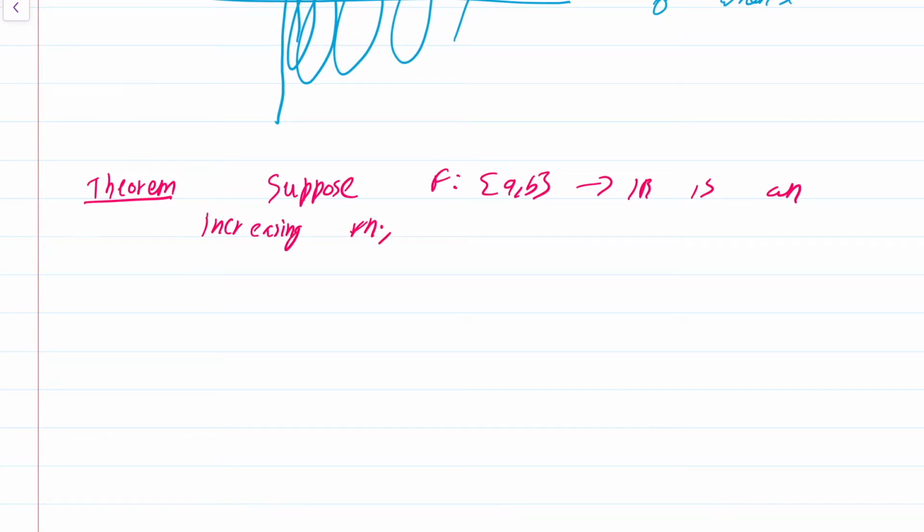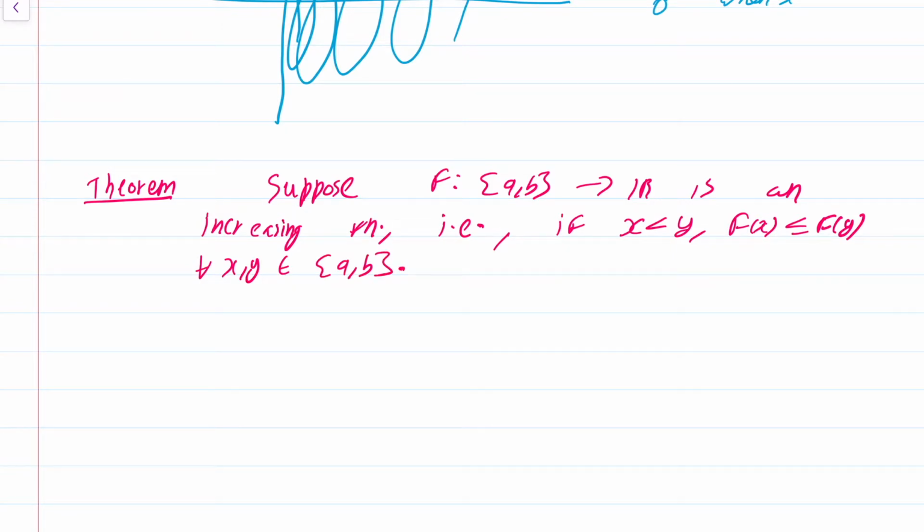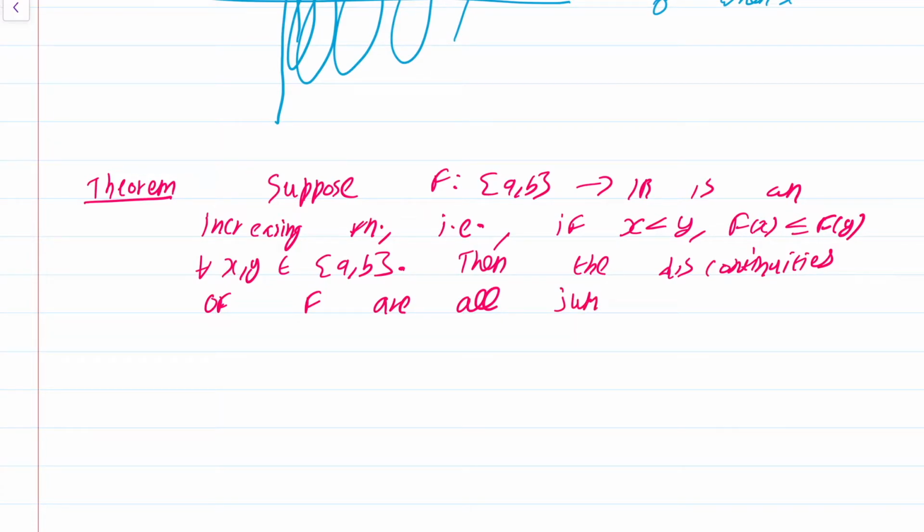That is, if you don't recall the definition, if x is less than y, f of x is less than or equal to f of y for all x, y in the closed interval [a, b]. Okay. Suppose you have an increasing function. Then the discontinuities of f are all jump discontinuities. They're all jump discontinuities.